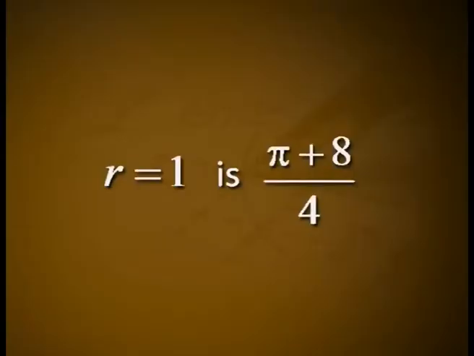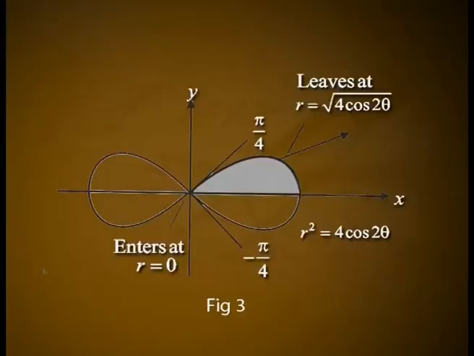Hence, in view of examples 1 and 2, the area of the region that lies inside the cardioid r = 1 + cos θ and outside the circle r = 1 is (π + 8)/4. Example 4. Find the area enclosed by the lemniscate r² = 4 cos 2θ. Solution: a rough sketch of the given lemniscate is given in figure 3.